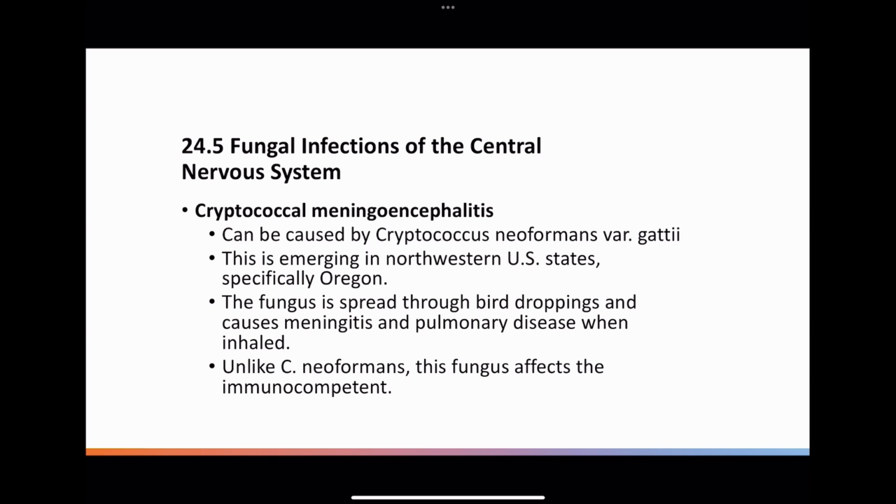Cryptococcal meningoencephalitis can also be caused by another variety of Cryptococcus known as Cryptococcus neoformans var. gattii, abbreviated C. gattii. This species is emerging in northwestern U.S. states, specifically Oregon. The fungus is spread through bird droppings and causes meningitis and pulmonary disease when inhaled, similar to C. neoformans. However, unlike C. neoformans, this fungus does not affect the immunocompromised. It affects the immunocompetent, meaning these people are healthy individuals.